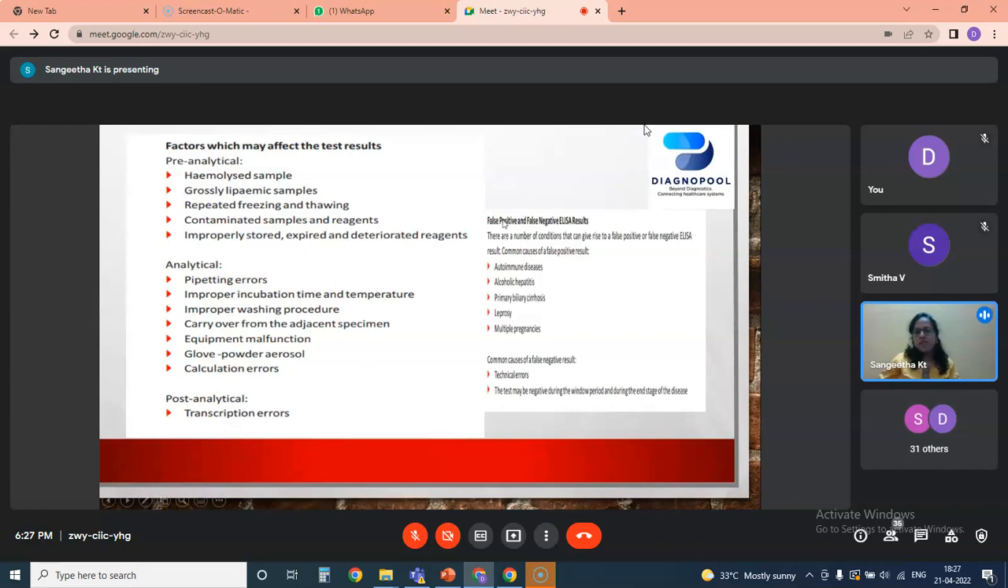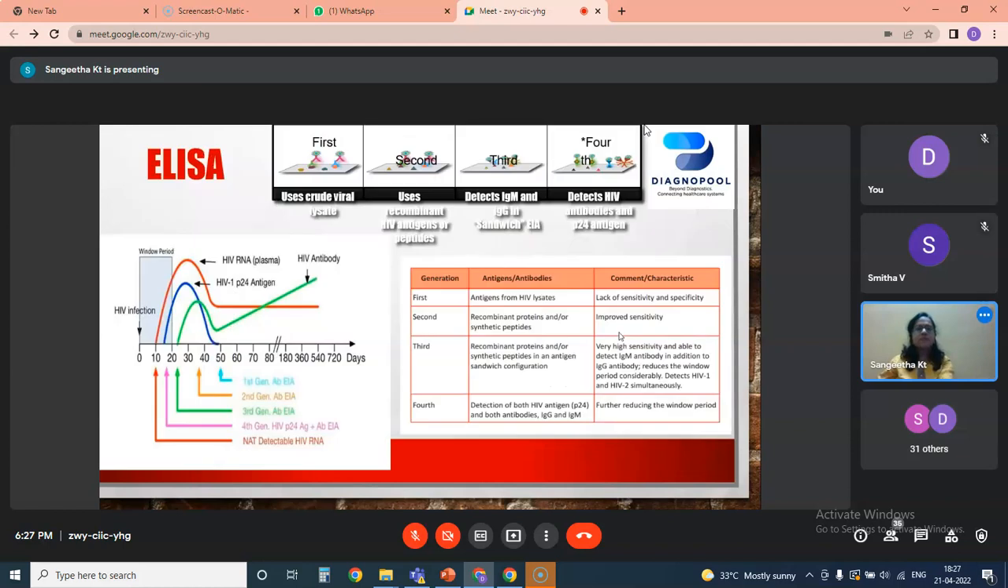So sometimes we even have false positive and false negative ELISA results. There are a number of conditions, mainly the autoimmune diseases, which can give rise to a false positive result: alcoholic hepatitis, primary biliary cirrhosis, leprosy, malignant pregnancies. And common causes of false negative include mainly the technical errors. Or the test may be negative, as I have already discussed, during the window period and even during the end stage of the disease where the antibodies are becoming lower.